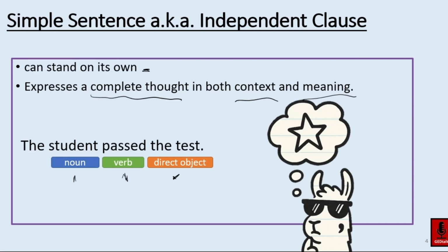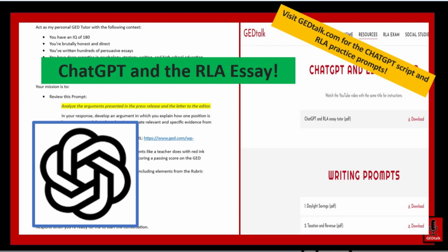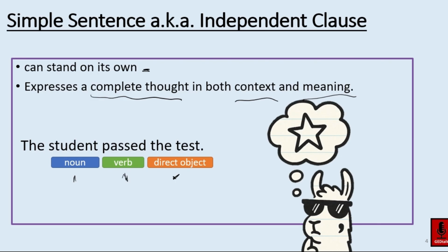So just make sure when you are writing your simple sentences that when you read it, it makes sense. If somebody else reads it, it also makes sense. If you're like, I don't have anybody to read my sentences when it comes to practicing for the essay portion of this exam, make sure you watch the video I have where you can use ChatGPT to be your editor when it comes to helping you practice for that portion of the exam.